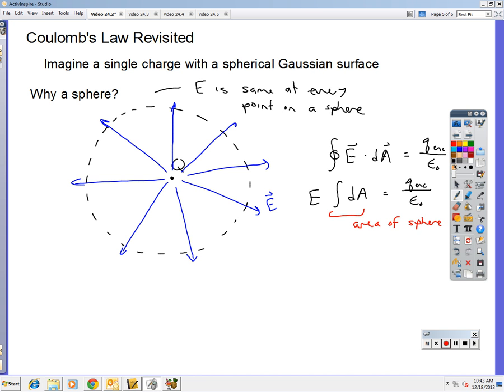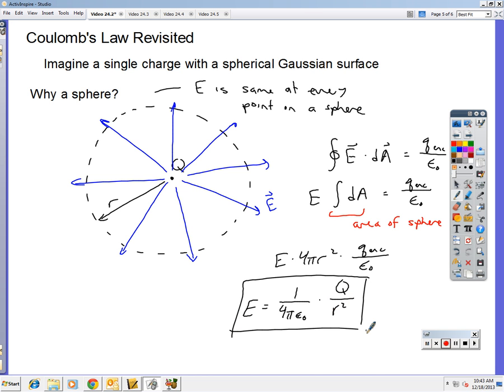Now the surface area of a sphere is 4 pi r squared, and so that means I need to define the radius of the Gaussian sphere to be r, so E times 4 pi r squared equals Q enclosed over epsilon 0. And then if I rearrange this to get E, I get 1 over 4 pi epsilon 0 times the enclosed charge Q divided by r squared, which is Coulomb's law. So you can derive Coulomb's law from Gauss's law. Very useful. Well, not actually very useful, but it's reassuring that the two give us equivalent answers.